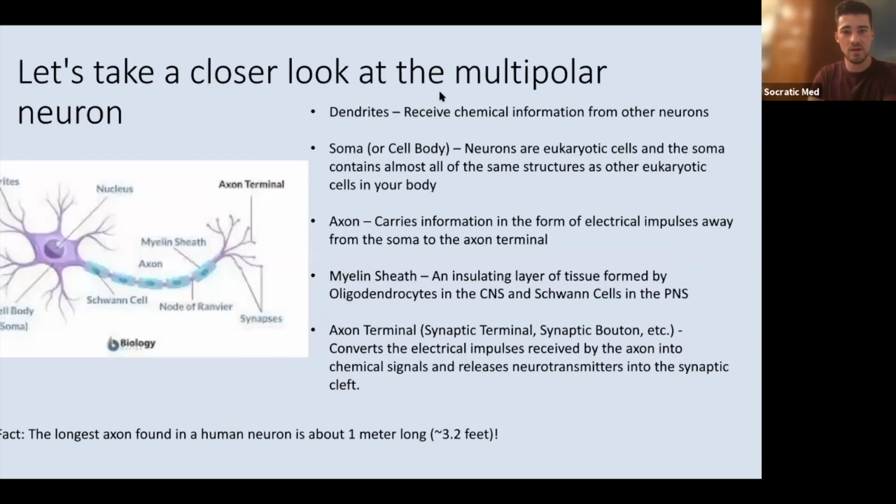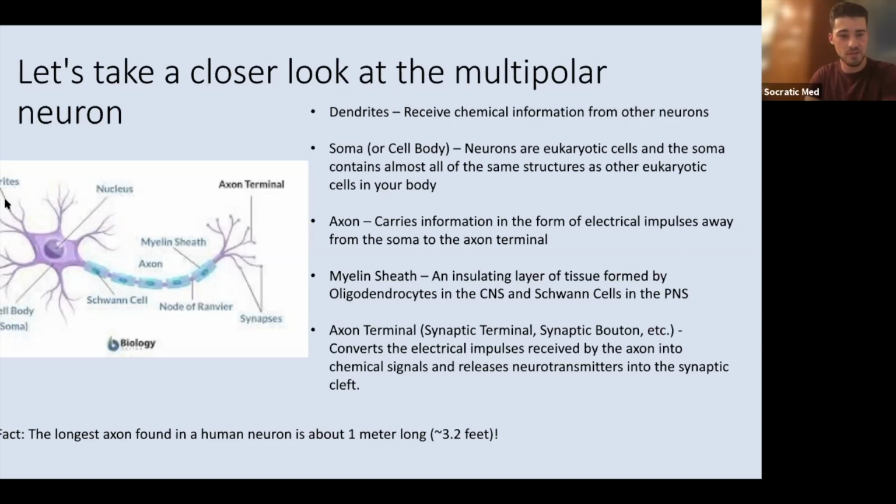All right, so let's take a closer look at the multipolar neuron. So the neuron pictured to the left is called a multipolar neuron. It's the most common neuron in the central nervous system of humans, and it's probably the one that you're going to see the most. If they ever give you a diagram, like on the MCAT, and they ask you to examine it, you're most likely going to see this one. I'm sure you guys are all familiar from your undergrad studies and high school studies. So let's just go over the anatomy of it.